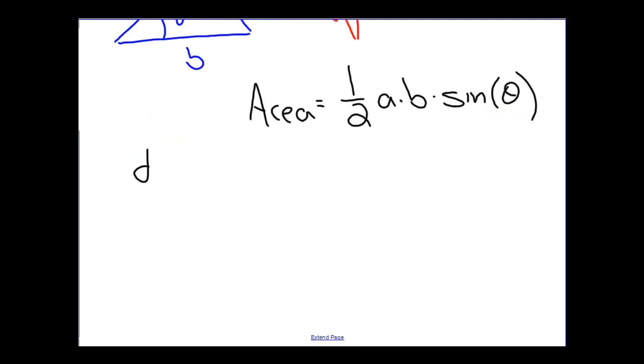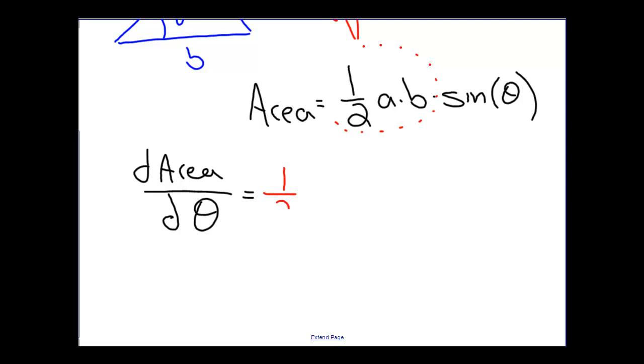But let's go ahead and take this derivative. So the derivative of the area with respect to changes in theta, now theta is our variable of differentiation here, is going to be 1/2 AB. This is all constant out here, so this simply comes out in front. The only place where the theta shows up is in the sine function. So we take the derivative of sine, and that gives us cosine of theta.